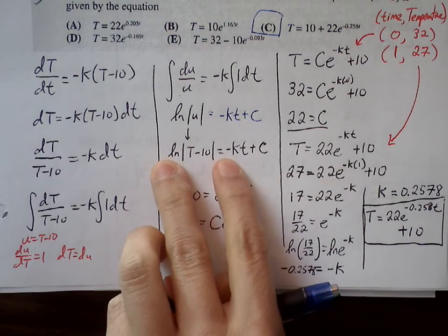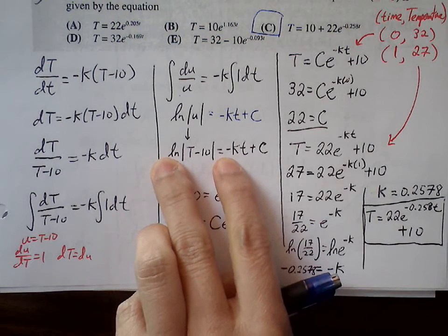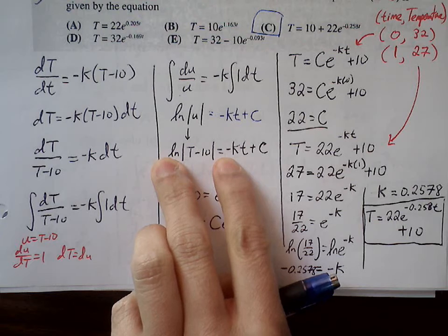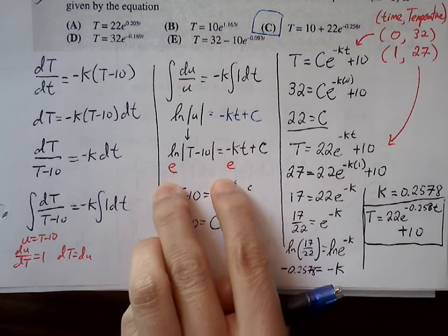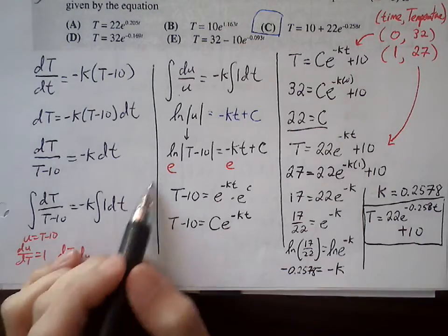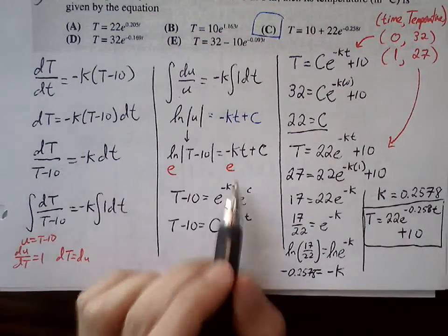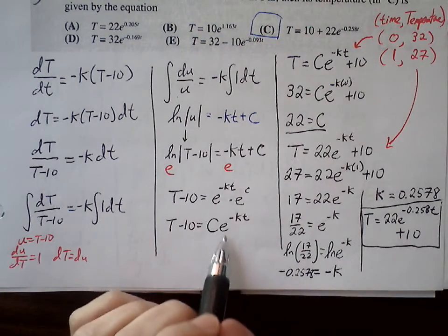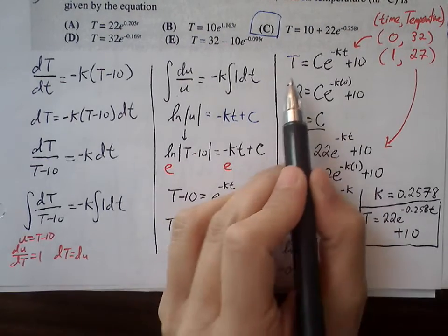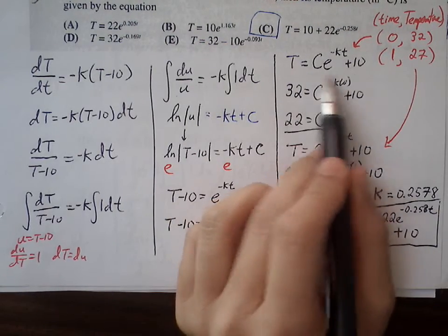And now we have our general equation, but let's go ahead and solve for T. Get that natural log out of the way, and the way we do that is we exponentiate both sides, base e. So this cleans up to be just uppercase T minus 10. The right side becomes ce to the negative kt. Bring that 10 over to the right side, so now we have our general equation.